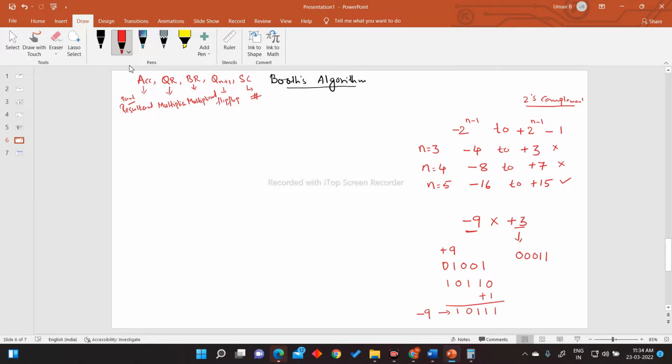And QR, at the last, will also hold the lower part of the resultant, right? Now, what is the initial step? I will start performing Booth's algorithm. So our algorithm will start. You have to fix the multiplicand and multiplier.